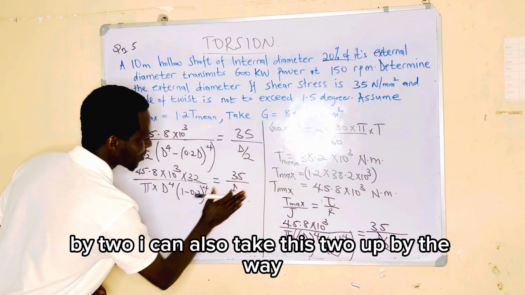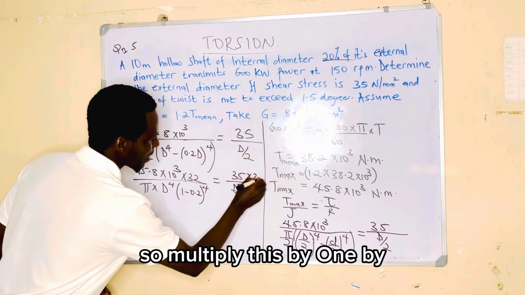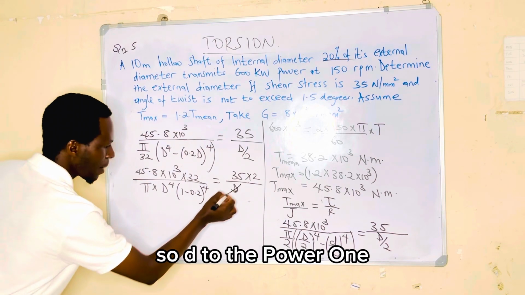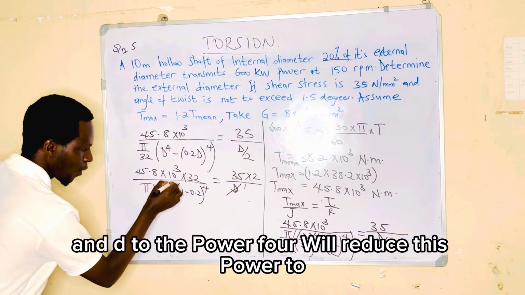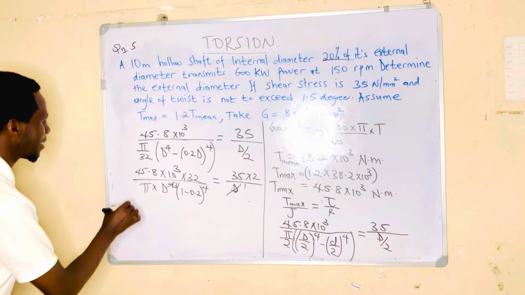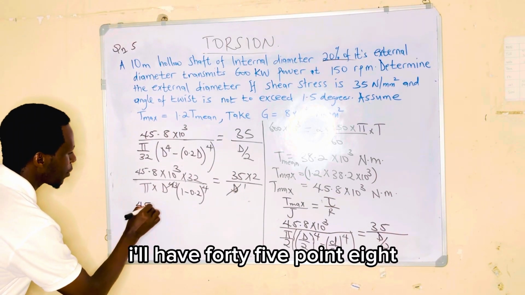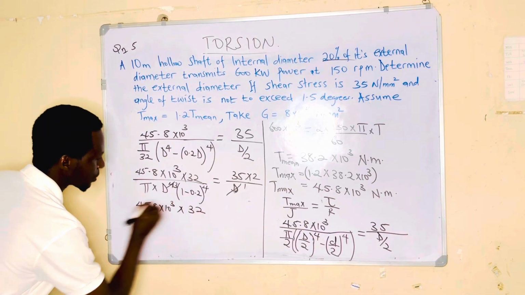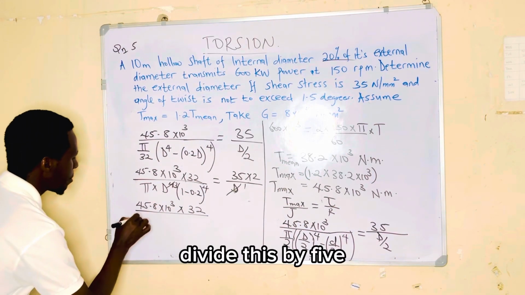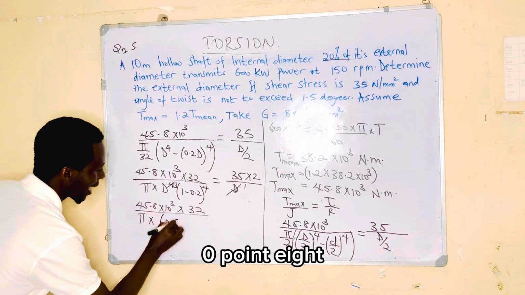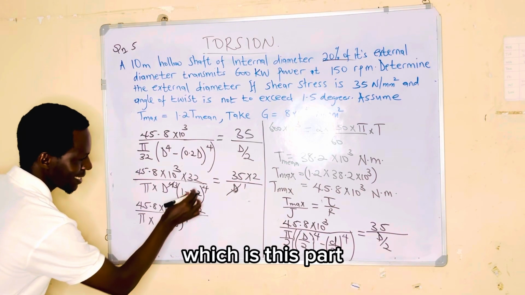I can also take this 2 up, by the way. So multiply this by what? By 2. Okay, so d to the power 1 and d to the power 4 will reduce this power to power 3. So I can take this d to the power 3 this side. I'll have 45.8 times 10 raised to power 3 times 32. Divide this by pi times 0.8 raised to power 4, which is this part.